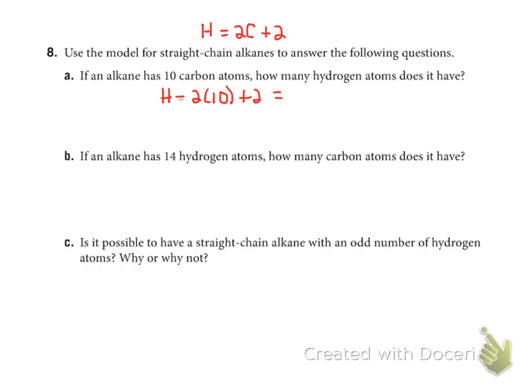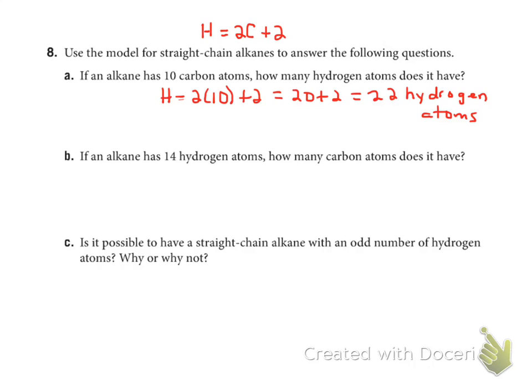What's next? We're still on A. We have to finish it up. 2 times 10 is 20. So 20 plus 2, which is 22. 22 hydrogen atoms. So if we know the number of carbon atoms, we put that number in for the C, and then we can find H. Now let's look at B.